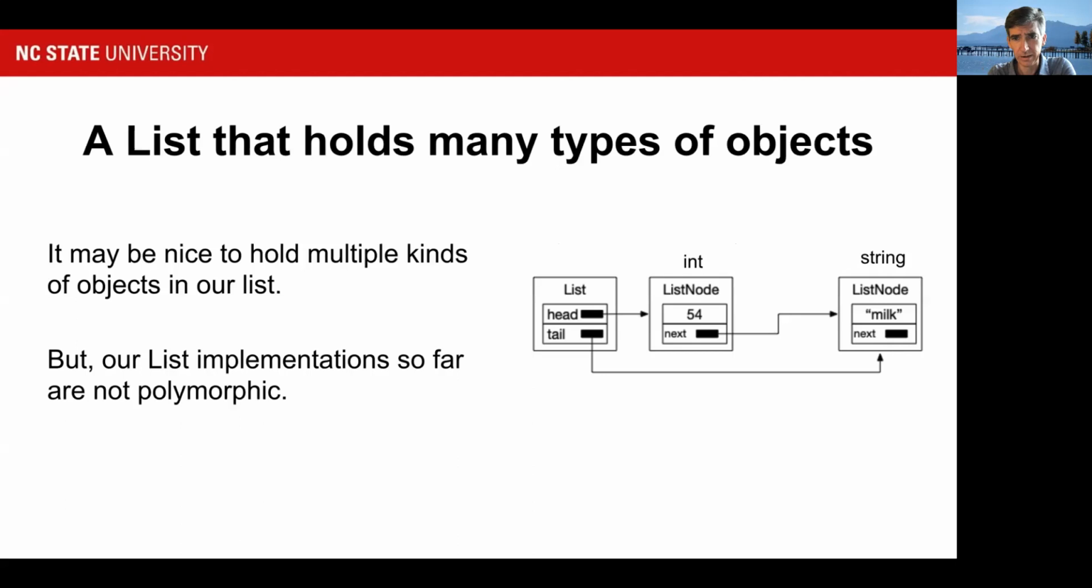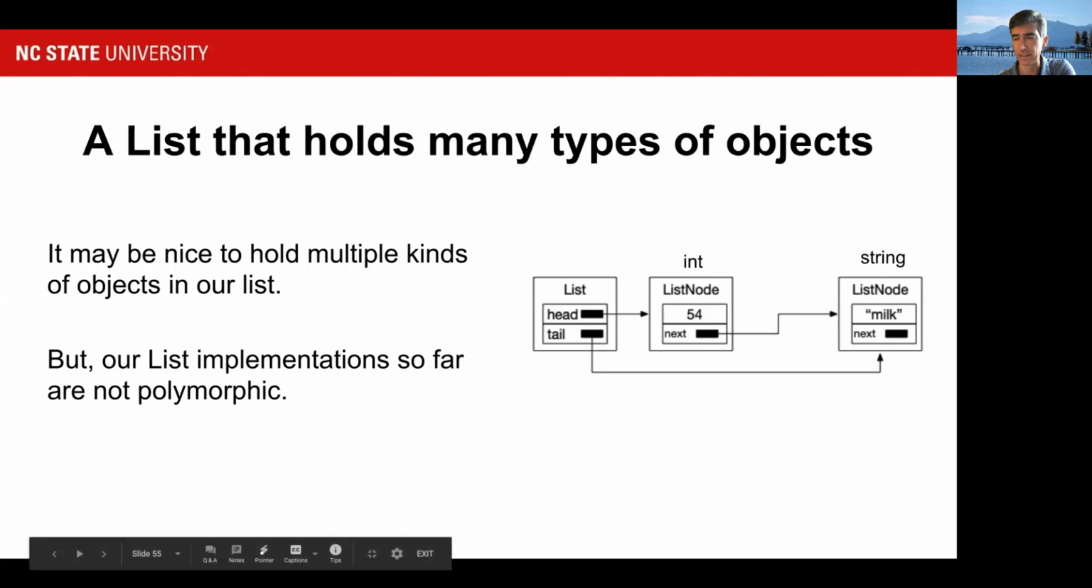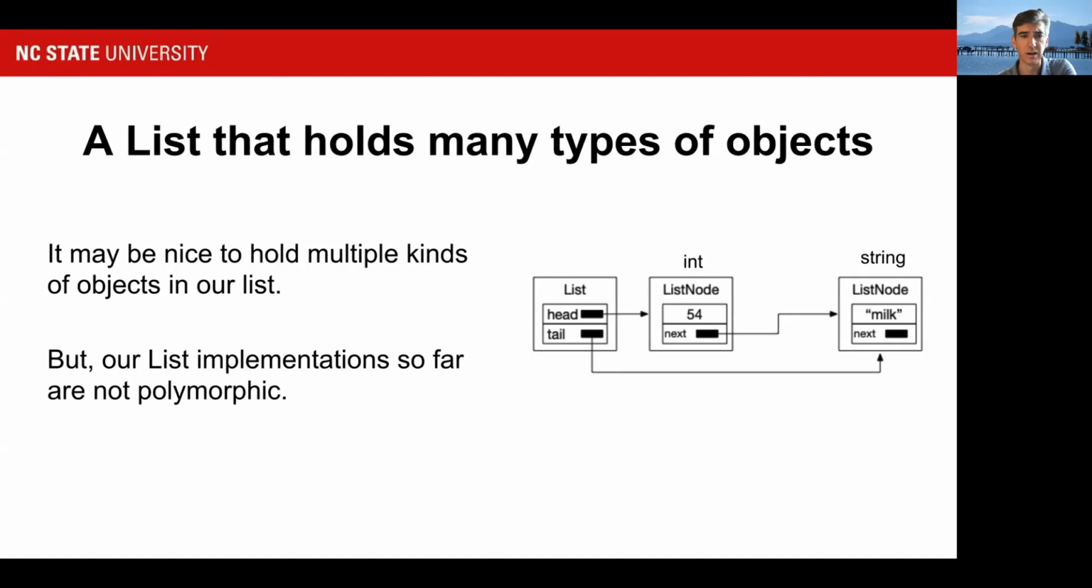Let's say we wanted a list that could hold many different types of objects. What that might look like is a list where one node has an integer and another node has a string. That'd be pretty neat to be able to do. But currently, our list implementation can't do that, right?